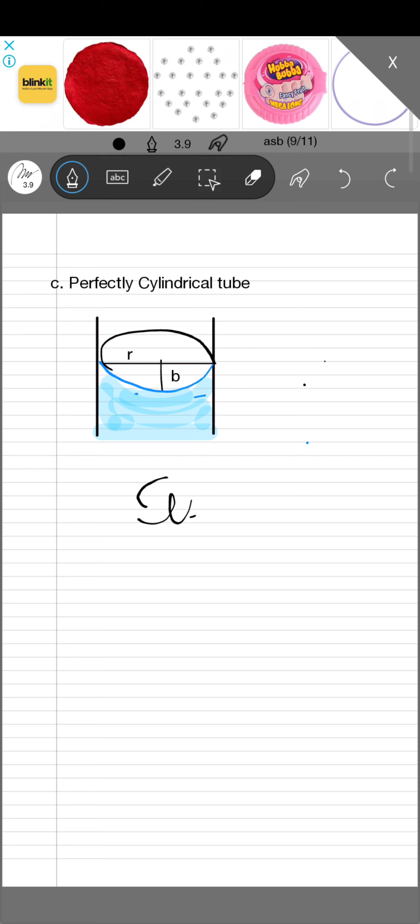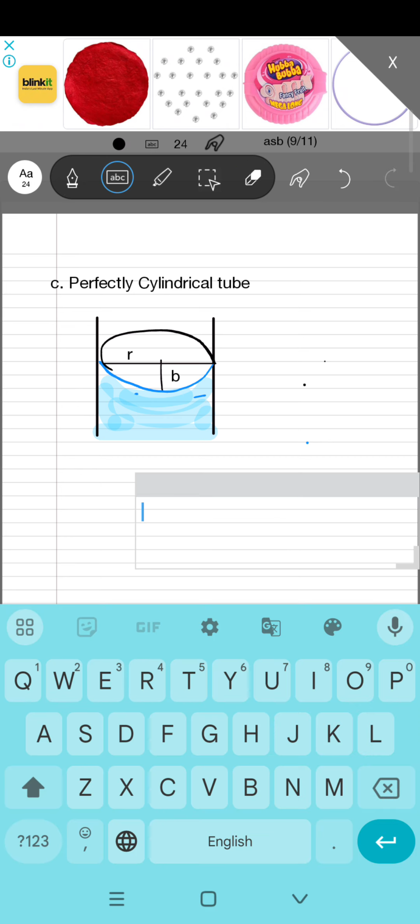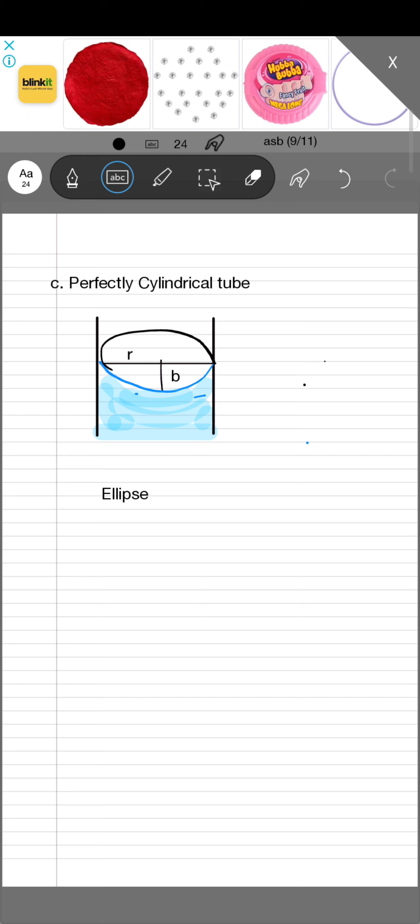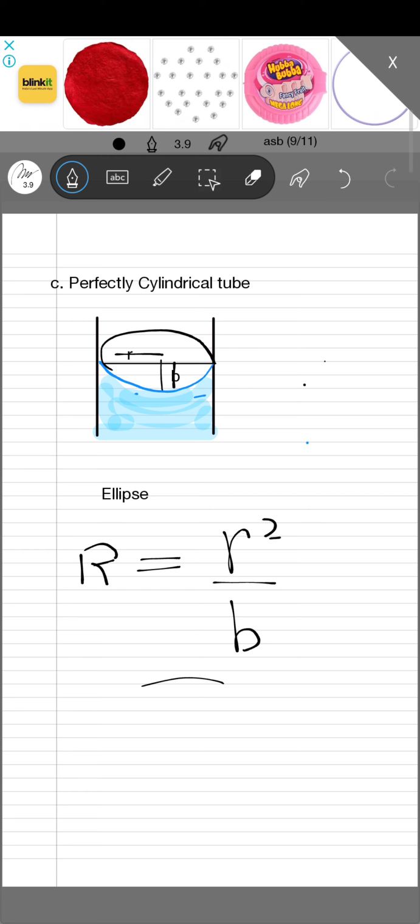An ellipse. Now the ellipse again, in this case, the radius of curvature R will be equal to r square by B. So this is r square, this is R, and this is B. So the radius of curvature will look like this, considering it to be an ellipse. This is R and this is B.